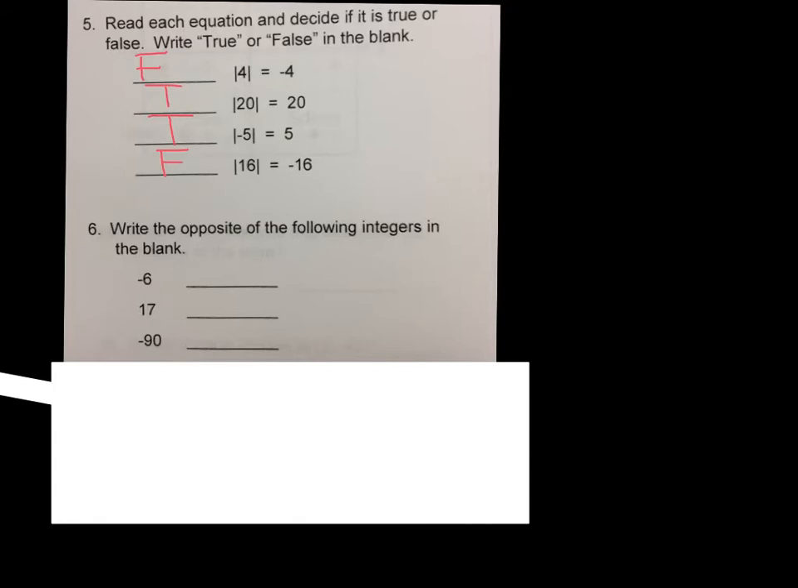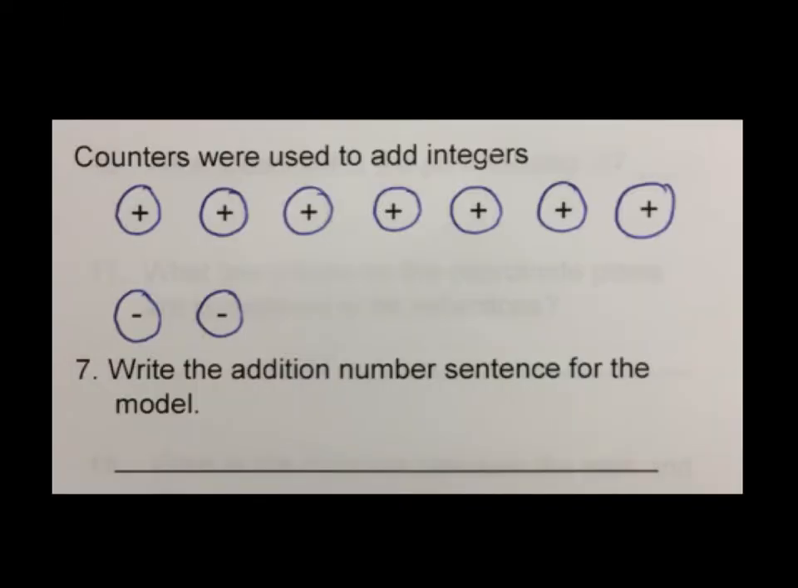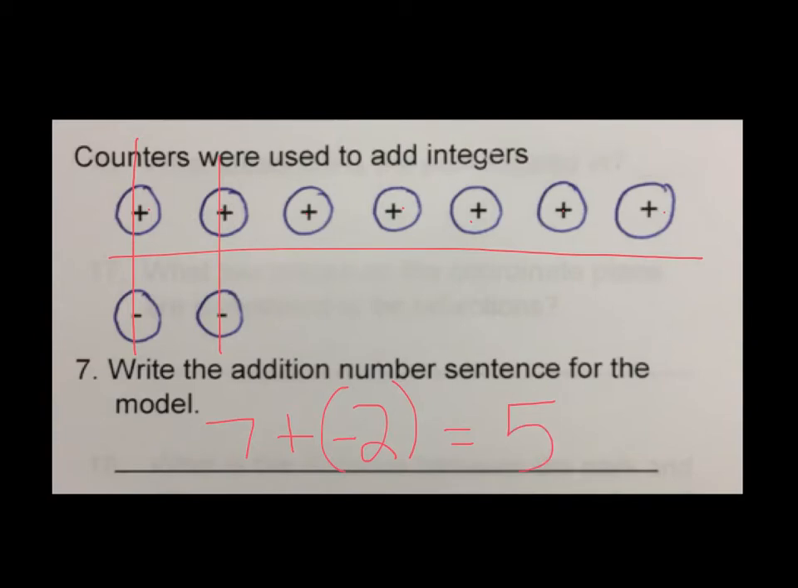Number 6, what are the opposites? So the opposite of negative 6 is positive 6. The opposite of positive 17 is negative 17, and the opposite of negative 90 is 90. Write the addition number sentence for the model. So I see that I have got positives, and I've got 1, 2, 3, 4, 5, 6, 7, and I'm adding that to 2 negatives. 7 plus negative 2, this creates a 0 pair, that creates a 0 pair, and what I'm left with is 5 positives.